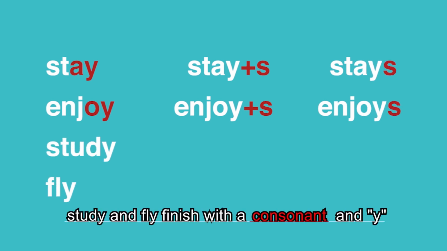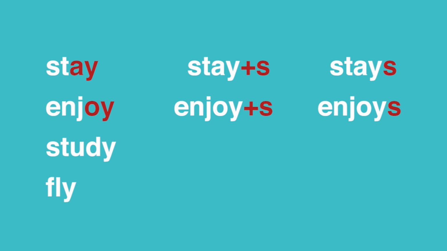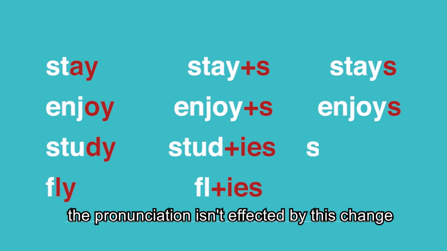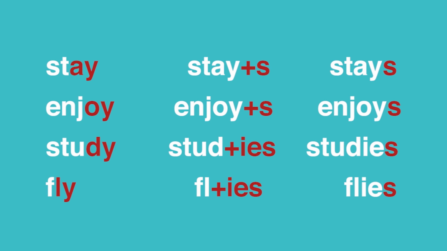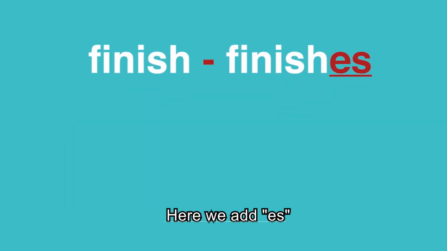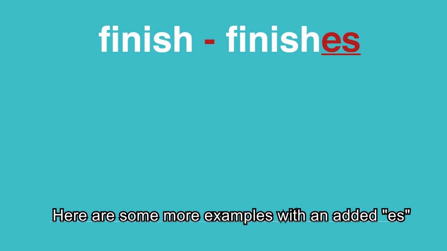Study and fly finish with a consonant and Y. Study with DY and fly with LY. In these cases, we remove the Y and then add IES. The pronunciation isn't affected by this change. So, stay, stays, enjoy, enjoys, study, studies, and fly, flies. Then, what happens to finish, changing to finishes? Here we add ES. Here are some more examples with an added ES.